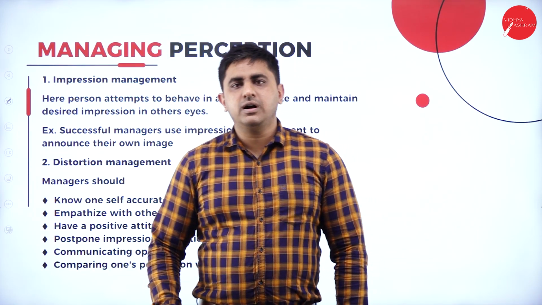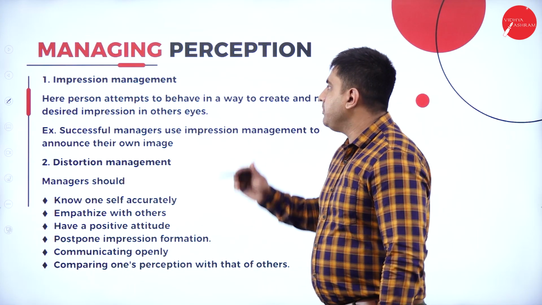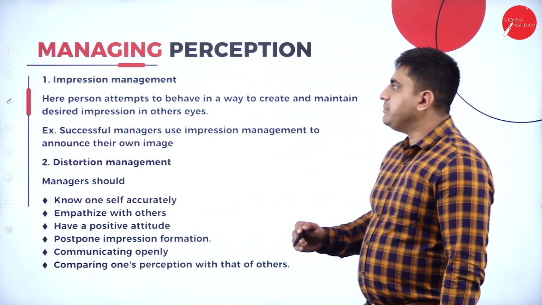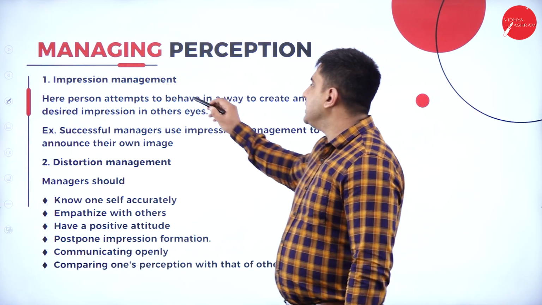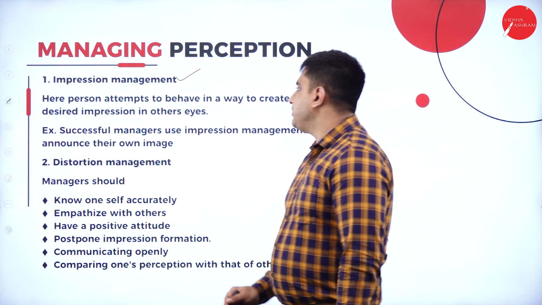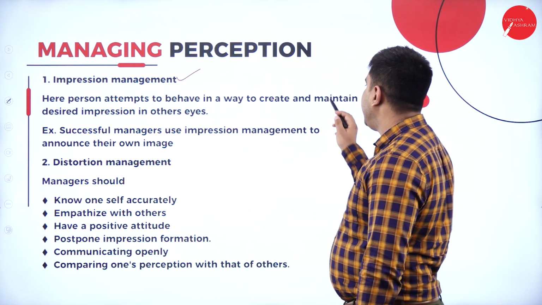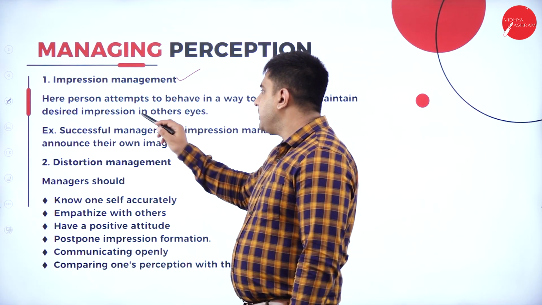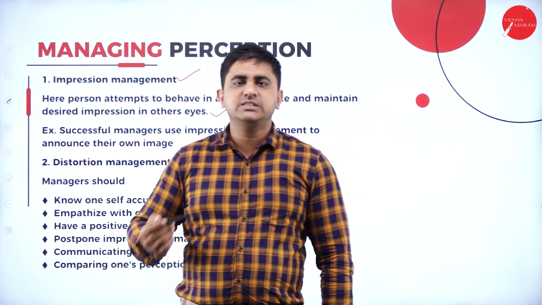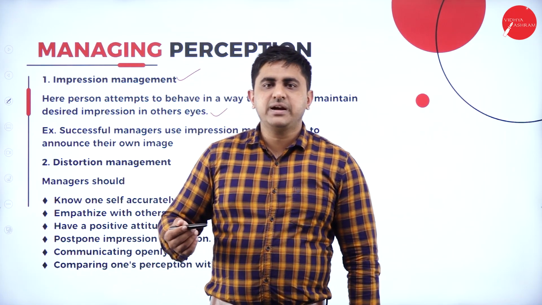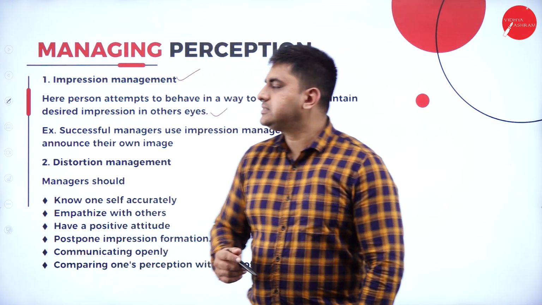Next we are going for the topic of managing perception. How can you manage perception? There are two things which you have to understand. First one is impression management. Here a person attempts to behave in a way to create and maintain a desired impression in others' eyes. That is, he wants to portray a very positive aspect of himself among others.